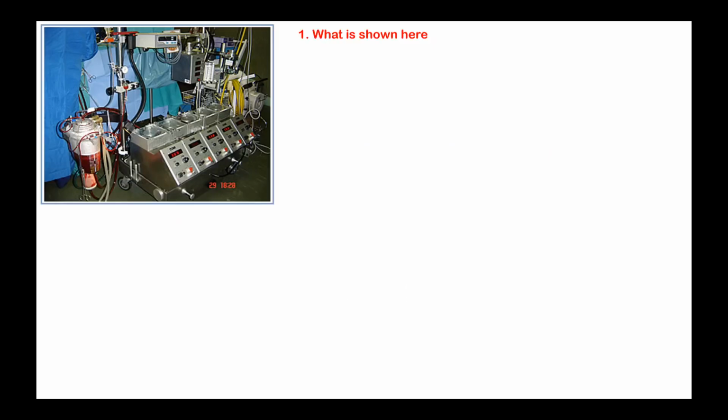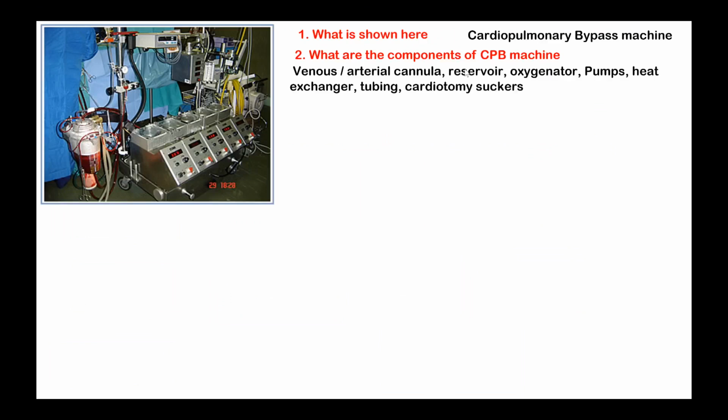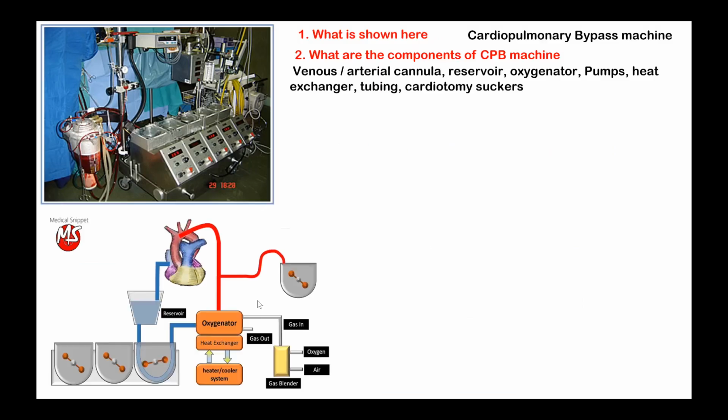What is shown here? A cardiopulmonary bypass machine. What are the components of a cardiopulmonary bypass machine? Reservoir, pump, venous and arterial cannula, oxygenator, heat exchanger, tubing, cardiotomy suckers. Yes, sir. So all these things are the components.